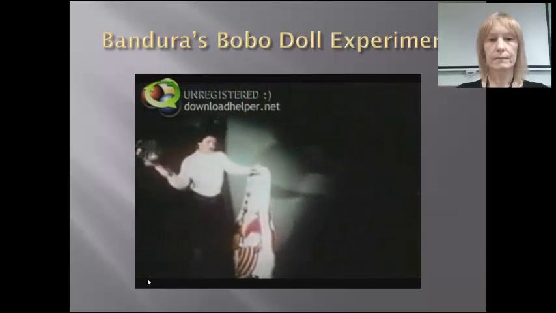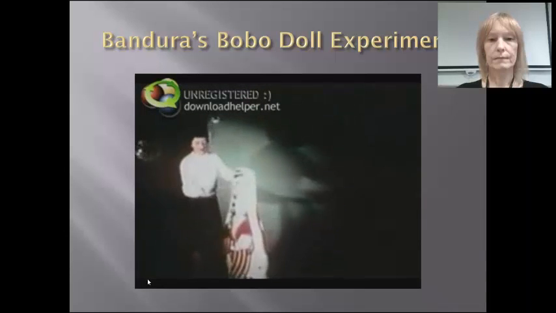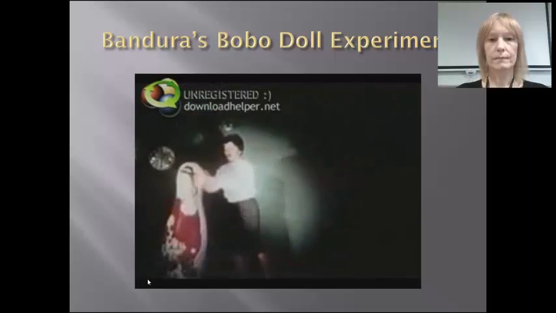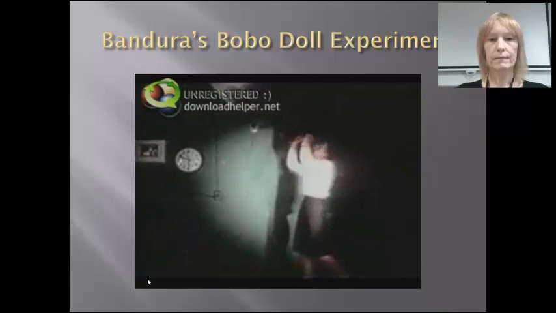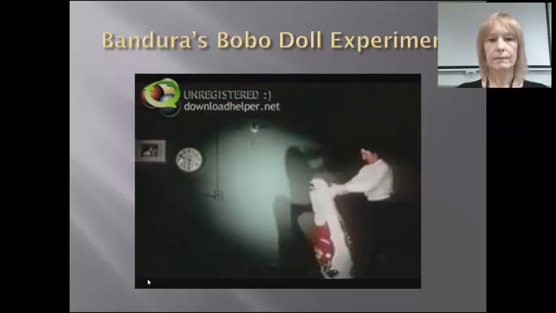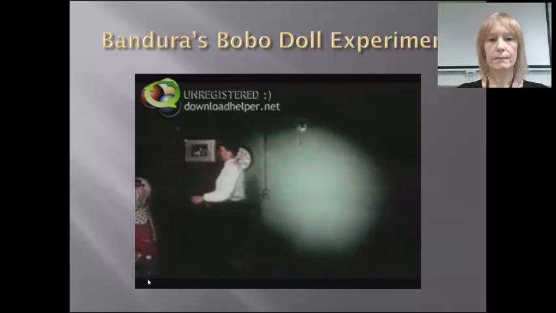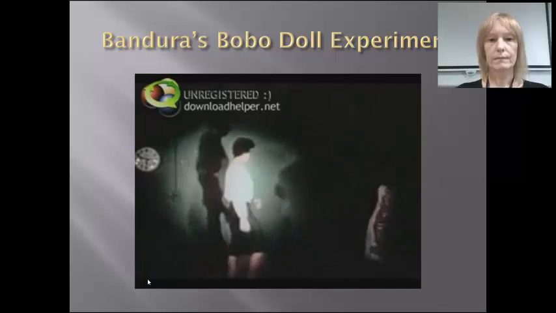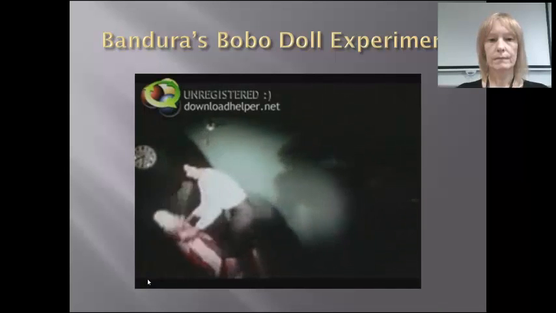The model pummeled the doll with the mallet, flung it in the air, kicked it repeatedly, threw it down and beat it.